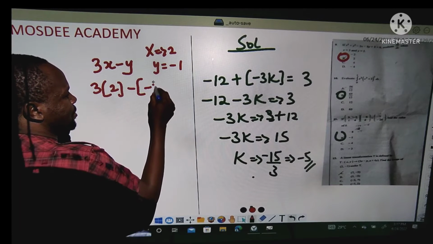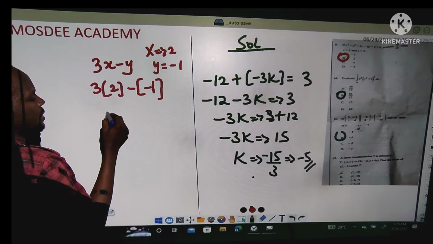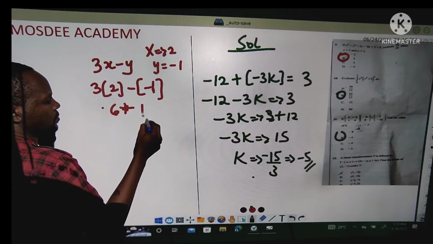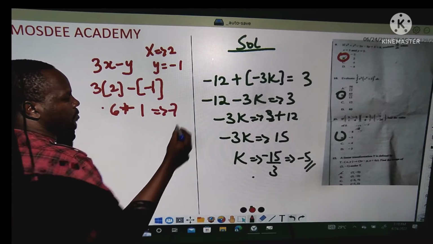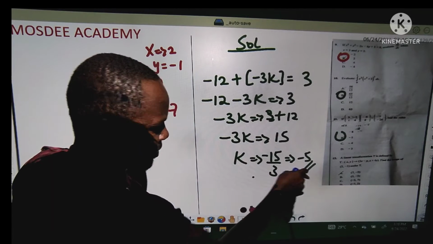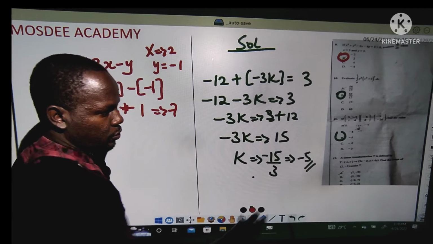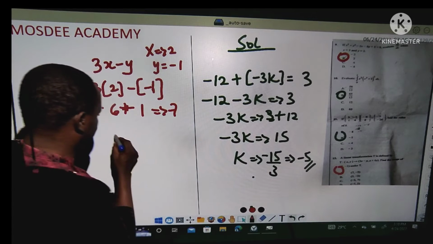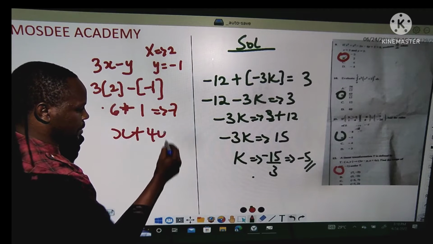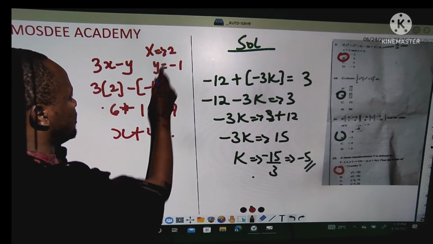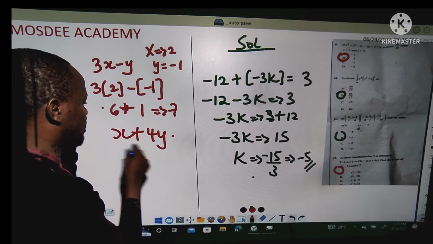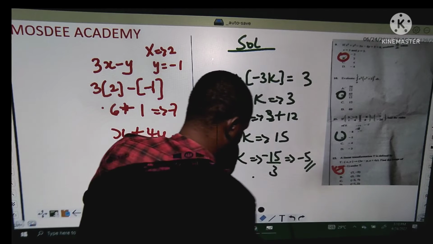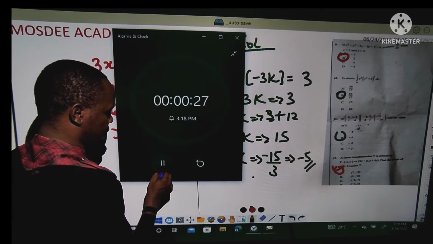Why is this thing angry? I don't even know. So here is 3 times 2 is 6 plus 1, and 6 plus 1 is nothing but 7. So the first answer is 7. Only one option has 7. You may not do the second one, but if you want to, you can also do it. That is x plus 4y. Substitute. But because of time, I'm not doing that. So the same thing: 2 plus 4 times minus 1, 2 minus 4, which is minus 2. It is crystal clear.